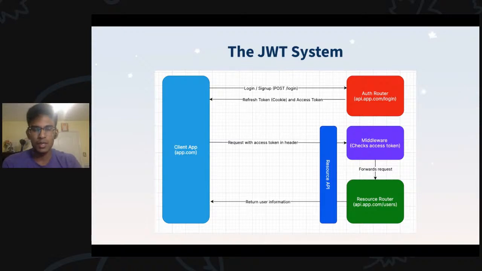That's literally all it does. It doesn't care about security, doesn't care about authentication. It says, I'll let the middleware handle that. If I'm getting a request, that means the user is authenticated, so I'm going to return the user information. And this is how the JWT system works.